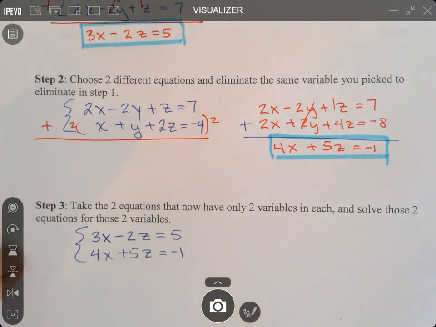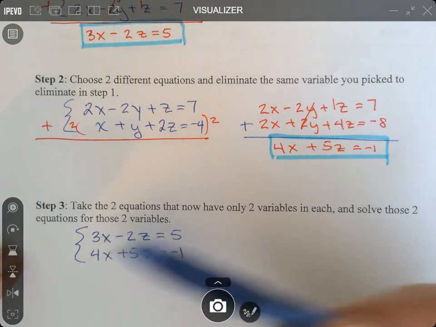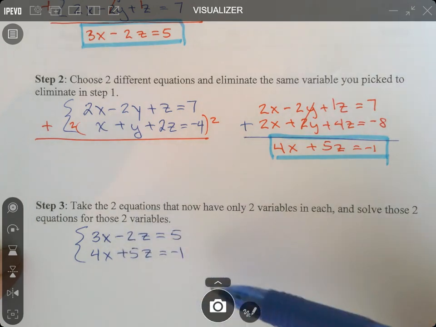So at this point, I have created a system of equations with only 2 variables, and I'm now going to solve. And you could solve this using elimination or substitution. I'm just going to stick with elimination the way it's set up. And so what am I talking about? Well, if I add these, nothing's going to cancel. So we're going to have to change some things.